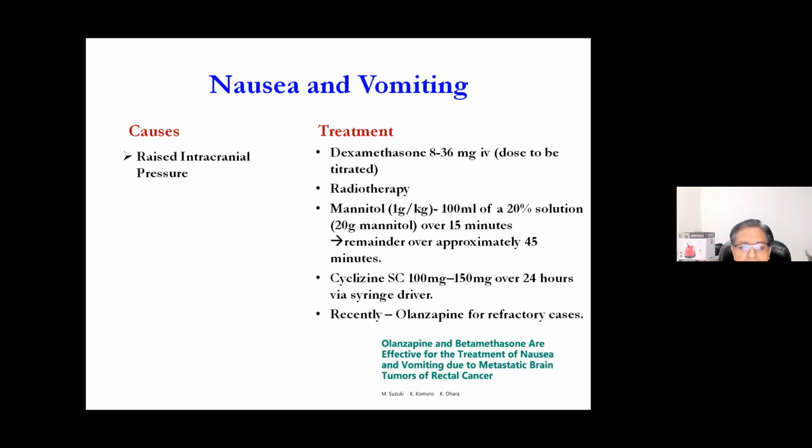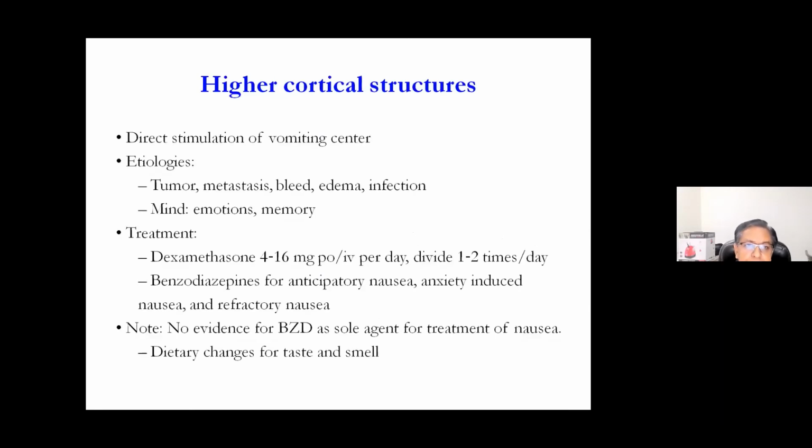And recently, olanzapine has again found a role in case of refractory cases of raised intracranial pressure, and can be used for management of nausea, vomiting in patients with increased intracranial pressure because of primary tumor or metastatic tumor. The other reasons that we see in palliative care setting where the higher cortical structures are involved could be direct stimulation because of tumor, bleed, edema, infection, which can happen in patients who are immunocompromised, could be emotions and memory.